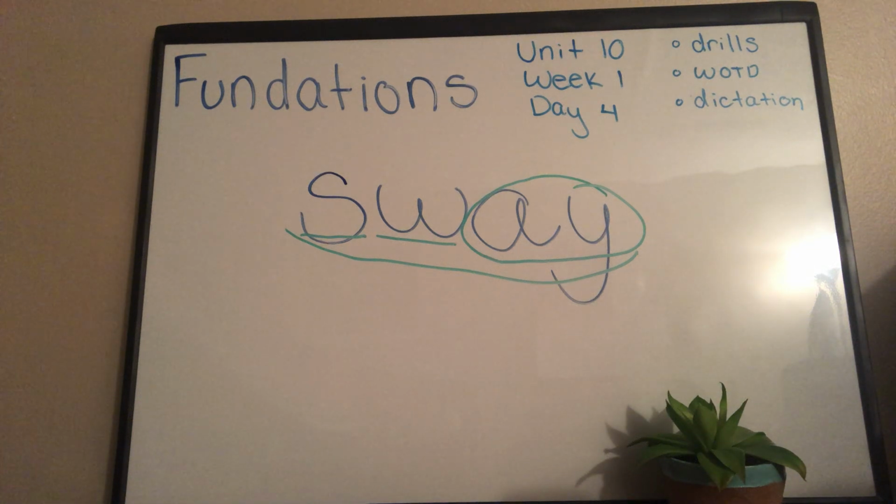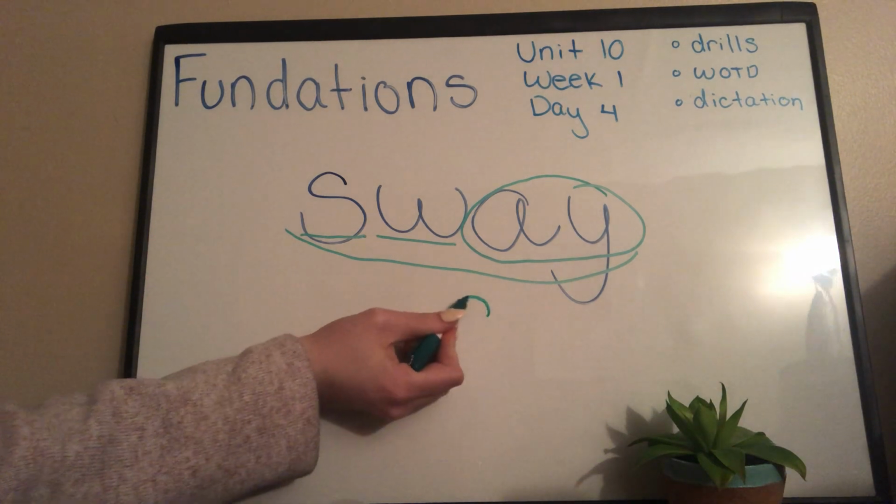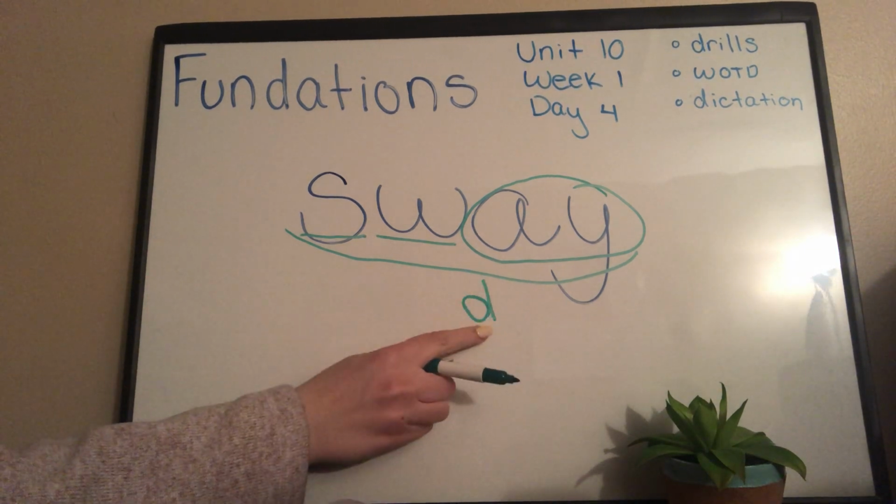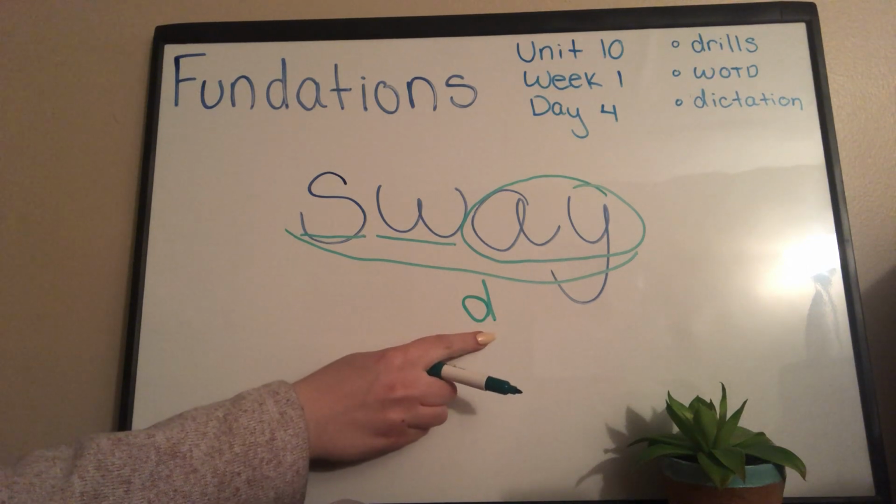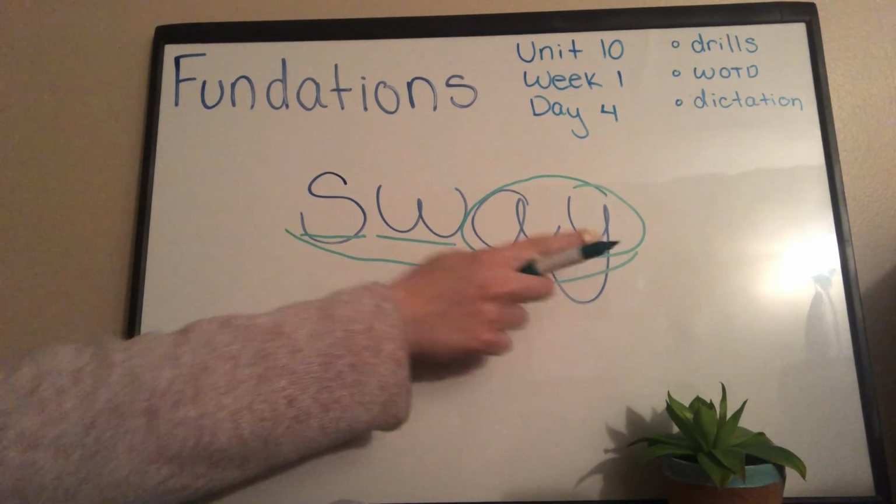My last question for you is, what kind of syllable is the word sway? Is it open? Is it closed? Vowel, consonant, E? Or do you think it might be something different? If you guessed something different, you are right. We're going to mark it up with a D on the bottom here for a double vowel team. Our double vowel team here is A, Y.